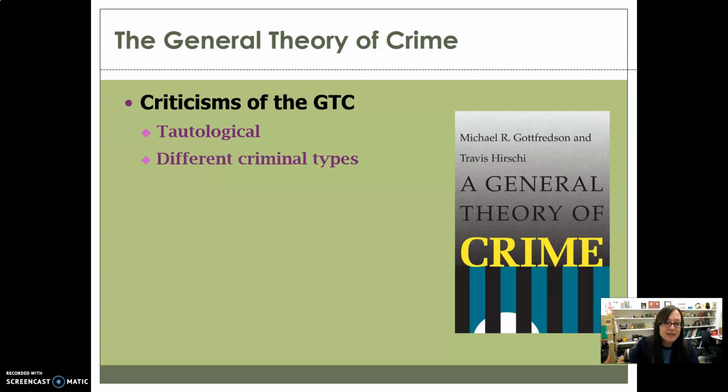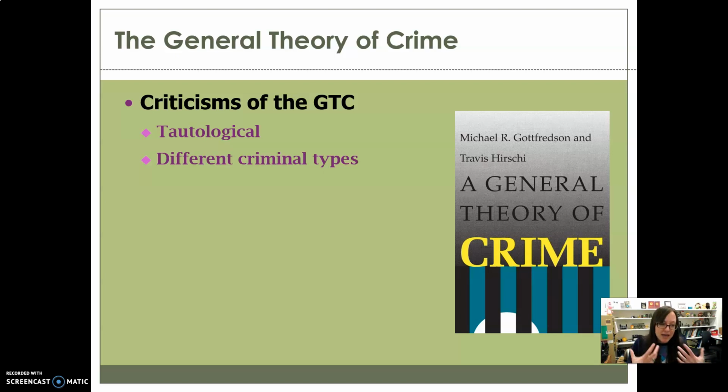Also, it doesn't really explain different crime types all that well. At least this is one of the criticisms: if there is one single factor that causes crime, if we're saying low self-control causes all crime, then why does it manifest so differently in different types of offenders? You have generalists versus specialists, violent versus property offenders, different pathways, people committing crime only in their adolescence and some people doing it over their life course. So how can we explain all these different crime types if there is just one factor that's supposed to explain it all?